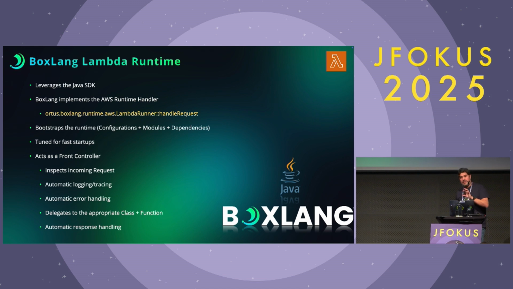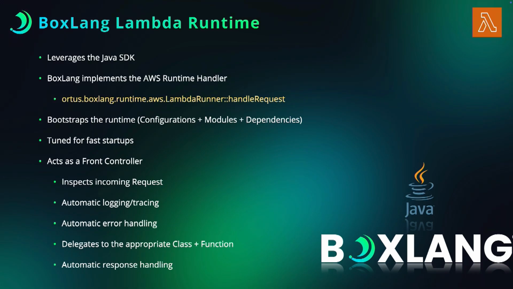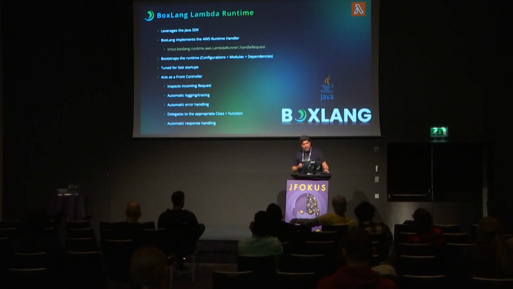It receives the Lambda request and inspects the incoming request. It will convert it from JSON into a struct, or a case-insensitive map, available to you. It'll do automatic logging and tracing, so you're going to even be able to determine what's going on. Automatic error handling, so if there are exceptions in your entire Lambda, it will take care of making sure that they're logged, and that everything is received and returned. And it will delegate to the appropriate class and function all by convention. Especially since we've been doing all that framework work, we wanted to bring a little bit of that. And of course, automatic response handling.